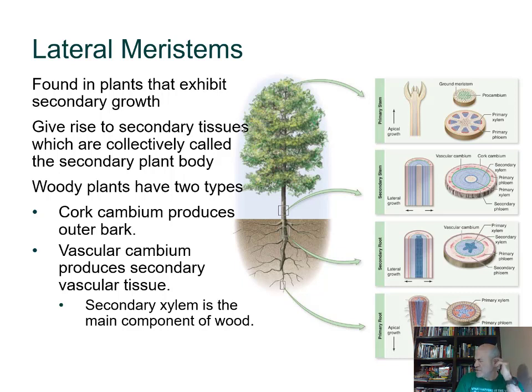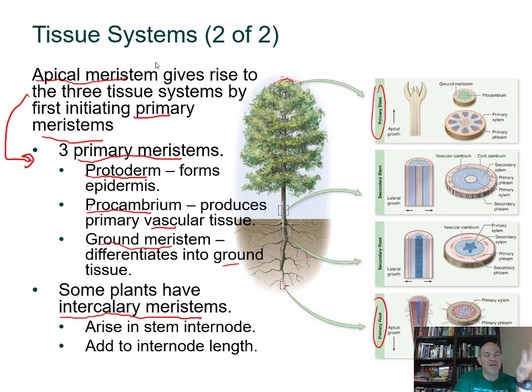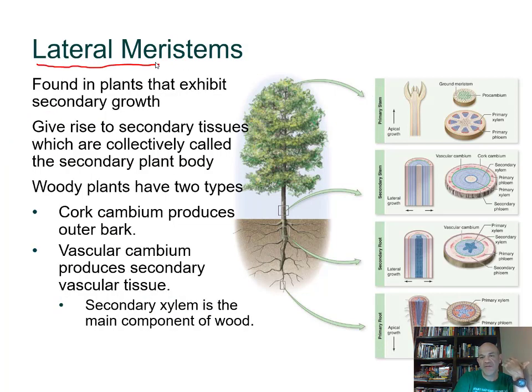So that's your primary growth from your primary meristem. And then you have your lateral meristems. Okay, so this is the next page. We were on the prior page, where we were talking about apical meristems. Now we're going to look at secondary growth.